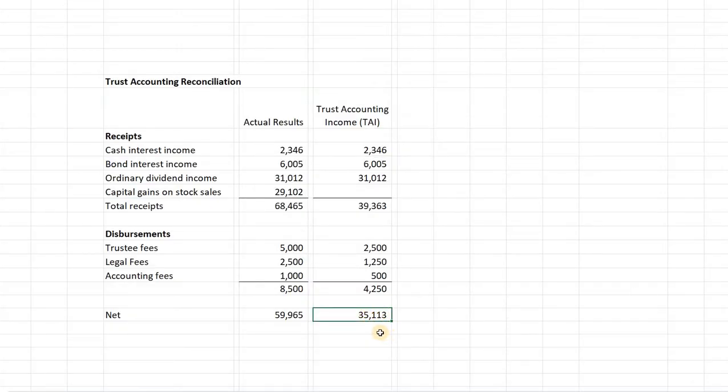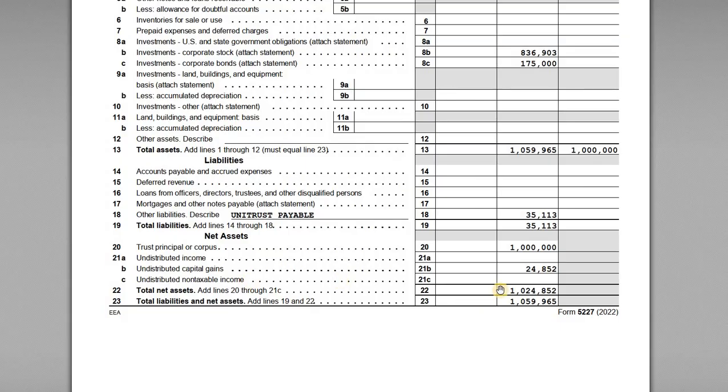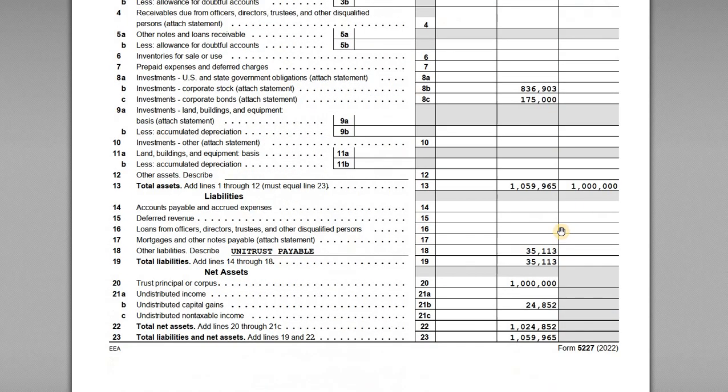That's the amount that's going to Adam. So that's the amount that Adam gets. He doesn't get that larger $54,000 number. All right. So the Unitrust payable amount to Adam is $35,113, and so that's effectively why it's there on the books at the end of the year.